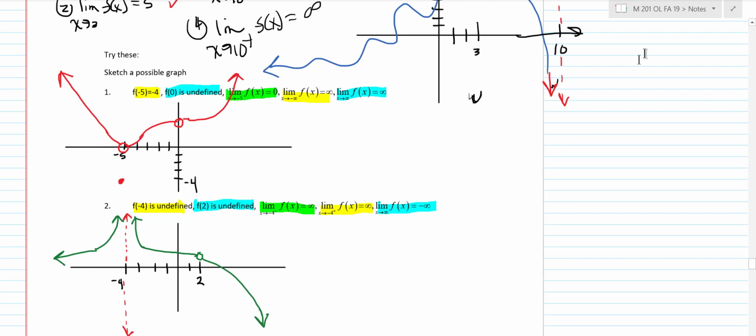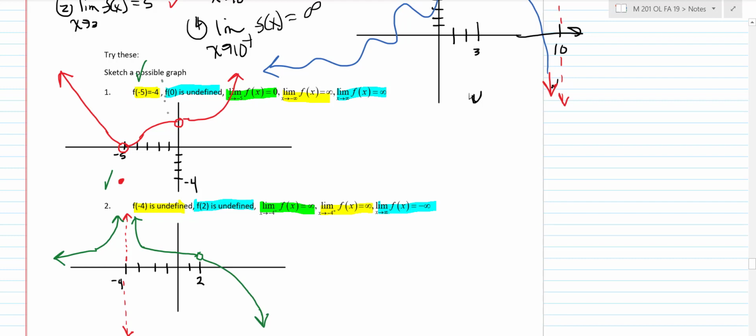Okay, so let's see. Here's what I came up with. Again, there are variations in how your graphs can go, and this is how I would check this. The first thing I do on this graph is, this is saying f of negative 5 is negative 4. That just says if x is negative 5, y is negative 4. You have a dot. That's a check. We got that right. f of 0 is undefined.